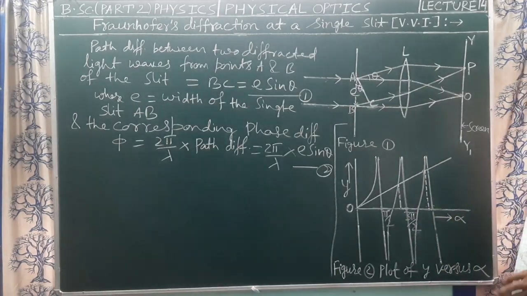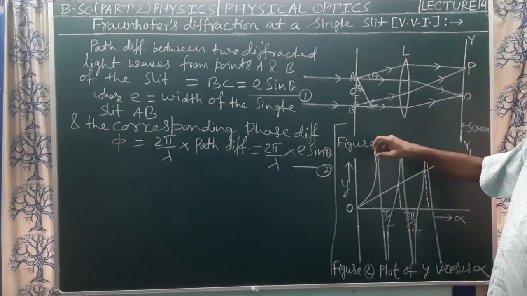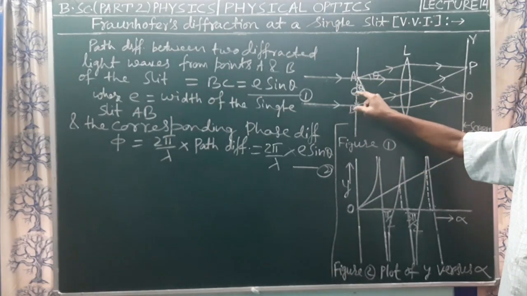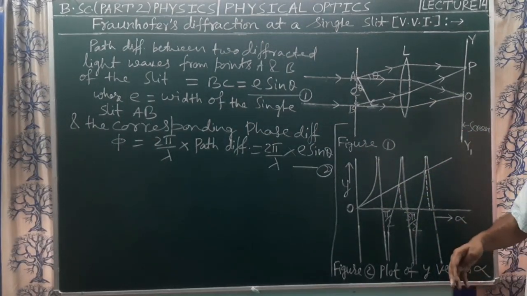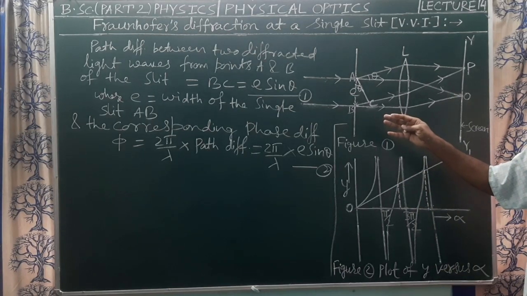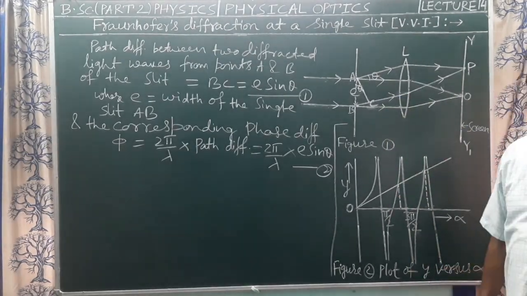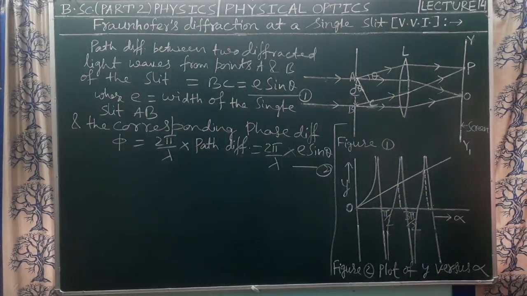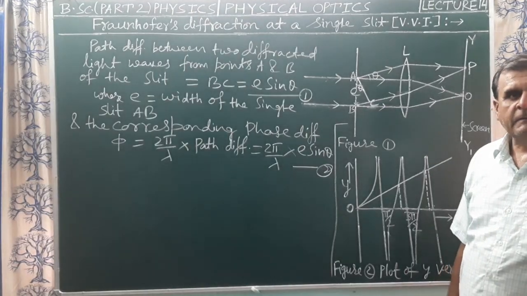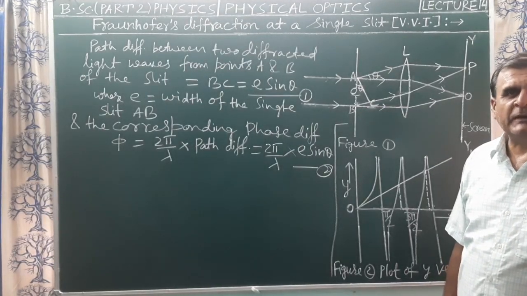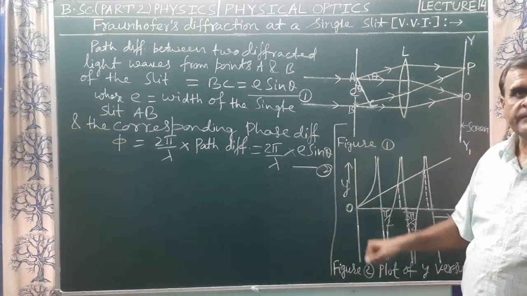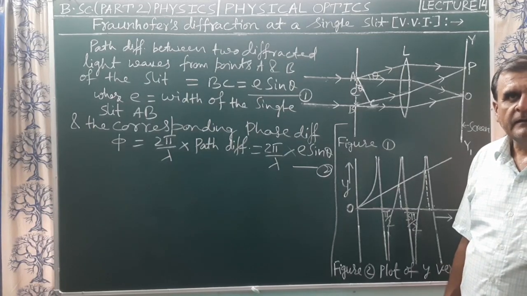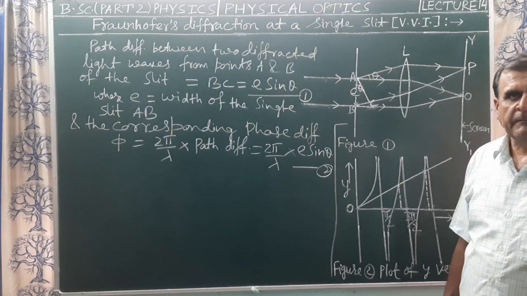So we can suppose single slit AB of width small e. Single slit AB की चौड़ाई कितनी है, small e है, तो इसे n इक्वल पार्ट्स में हम डिवाइड कर सकते हैं. We can suppose the width of the slit, that is AB, equal to small e, can be divided into equal parts, and the amplitude of vibration at point P due to the waves from each part will be the same.